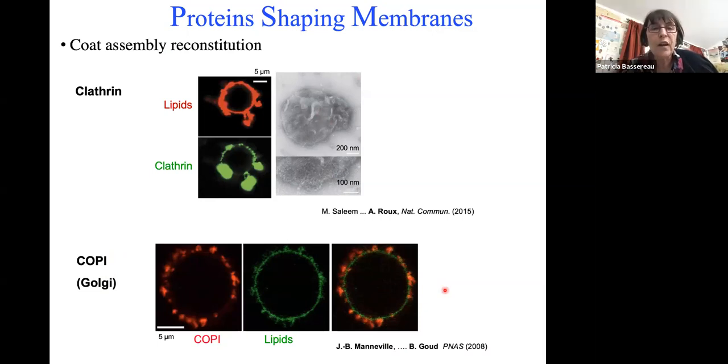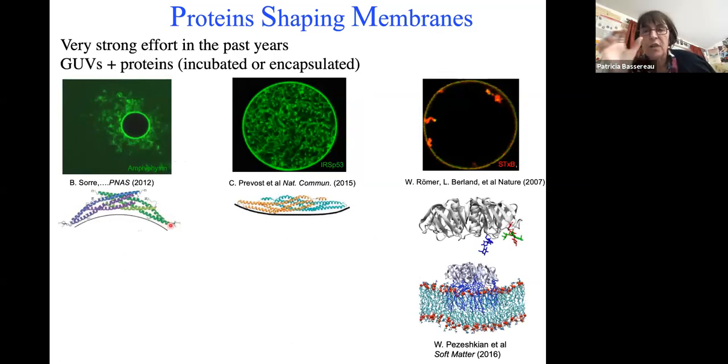So if now we go back to these proteins which are found at the neck of the clathrin vesicle, they are called BAR domain proteins, with this kind of structure. As I said, there is a lot of work which has been done to see what happens if you take a membrane and you incubate your GUV with this protein. So you can incubate them outside, you can encapsulate them inside, and you can see what is going on.